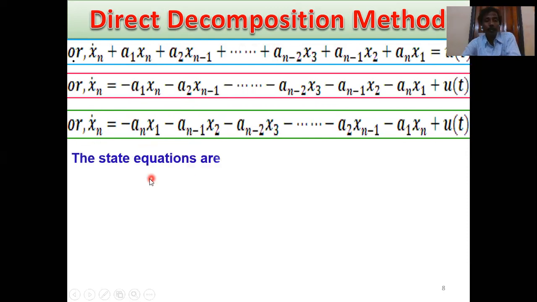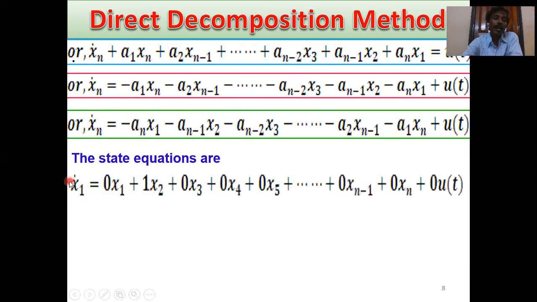So what are the state equations? The first equation: x1 dot equals x2, which is already proved. The coefficients of x1, x3, x4, x5, up to xn minus 1, xn and u of t are 0. So only x1 dot equals x2.